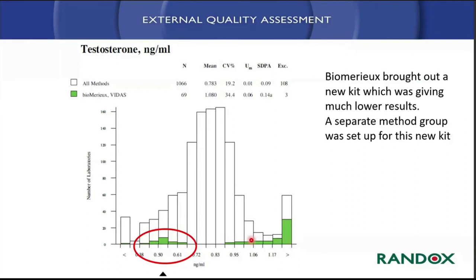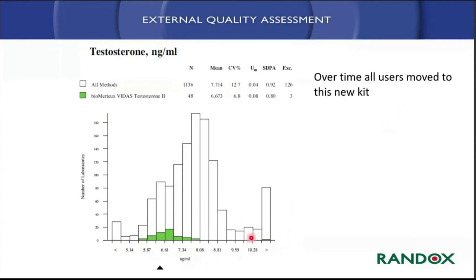because obviously the original kit had a positive bias. So one of the other main features of EQA is to help bring about standardization of methods. We work not only with our participants, but also with the various manufacturers to try and have standardization of methods. As you can see, over time they introduced this testosterone 2 kit, and basically everybody moved down. There's still one user up there you can just about see, but the vast majority of the participants have all moved down into this new group.